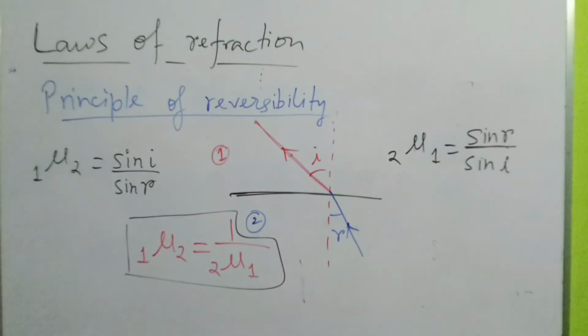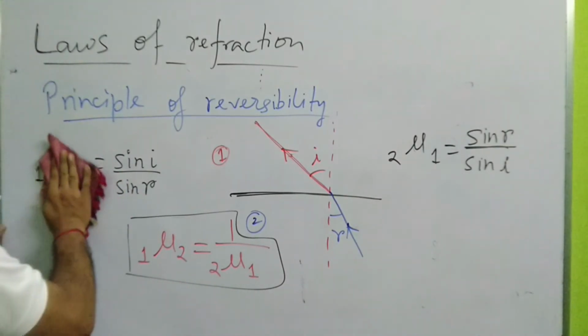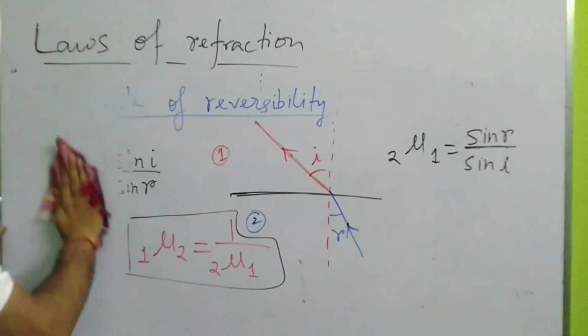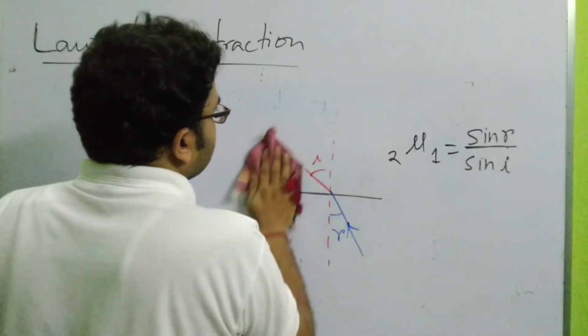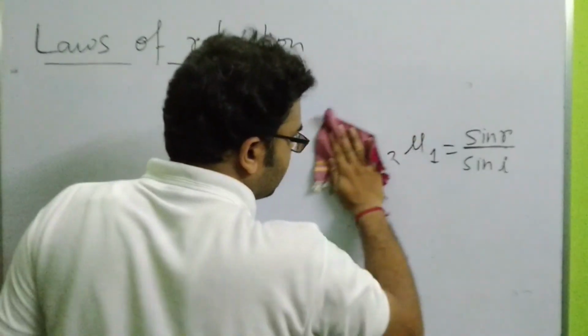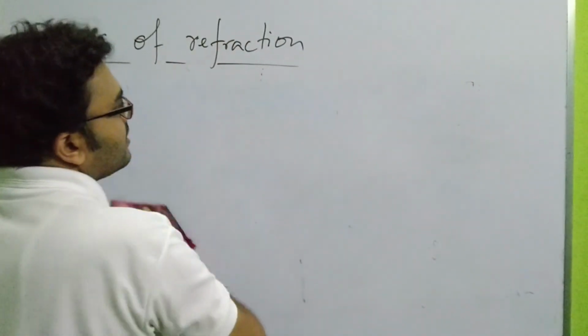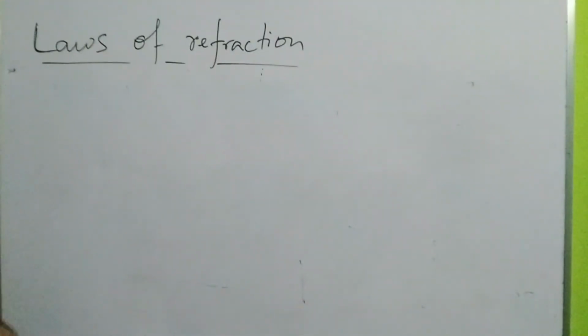Fine. Now let us quickly move on to the last topic of today's class, that is lateral displacement. So what is lateral displacement? Consider a thick glass slab. What happens in a thick glass slab? When light passes through a thick glass slab, what actually happens? Refraction, obviously refraction will take place.